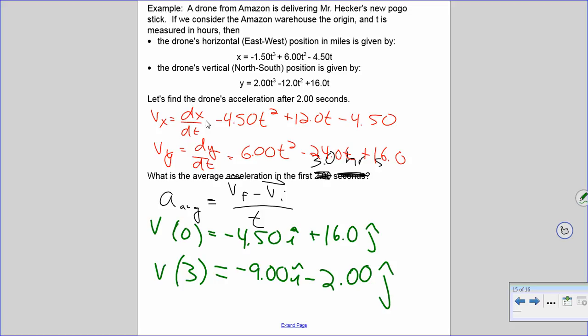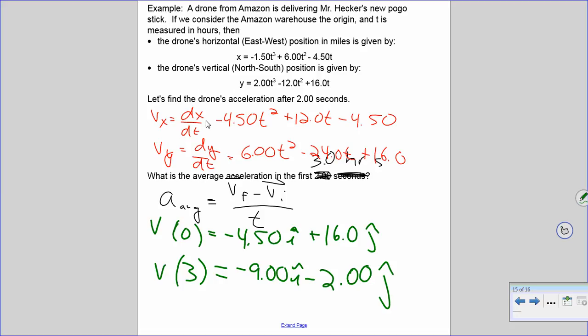Correct. Yeah, so this is the i. This negative 9 came from putting 3 into the Vx equation. And the negative 2 came from putting 3 into the Vy equation. Good? Because this is the x component of our velocity, and this is the y component of our velocity.